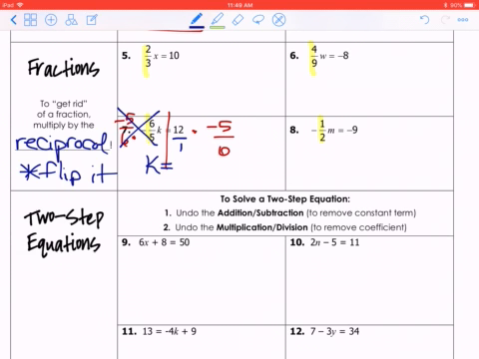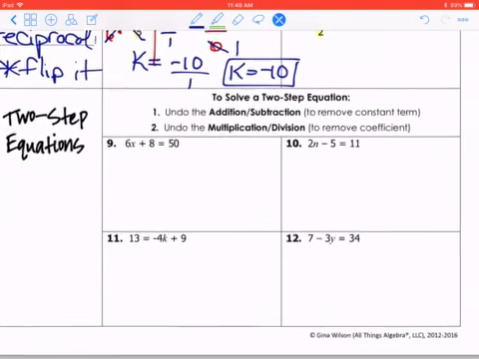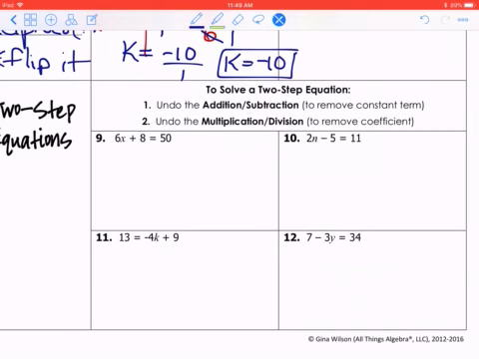And so if we look, 12 and 6, 6 will go into itself one time, 6 will go into 12 twice. So now we're going to multiply straight across. 2 times negative 5 gives me a negative 10. On the bottom is 1 times 1. And we could simplify that just to say that k equals negative 10. So don't be afraid of the fractions. It's real easy. You're just going to multiply by the reciprocal and then cross cancel if you see one. All right. Let's look at our two-step equations here. So to solve a two-step equation, first step is you're going to undo addition or subtraction.